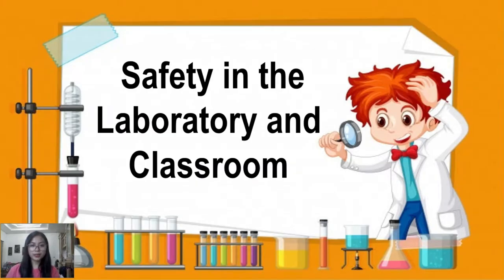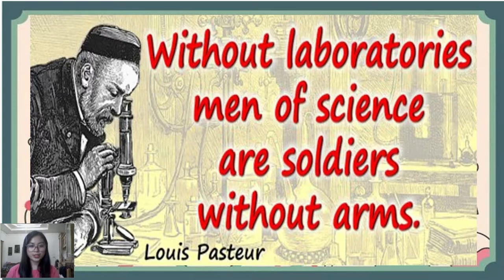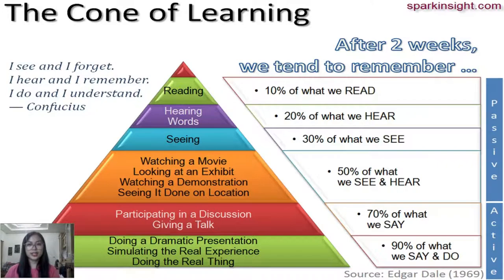For the safety in the laboratory and classroom, according to Louis Pasteur, without laboratories, men of science are soldiers without arms. So this is indeed true because scientists use the equipment and tools in the laboratories to undergo their experimentation. So indeed, without laboratories, their hypothesis or their claims would not be proven since they cannot do experimentation.